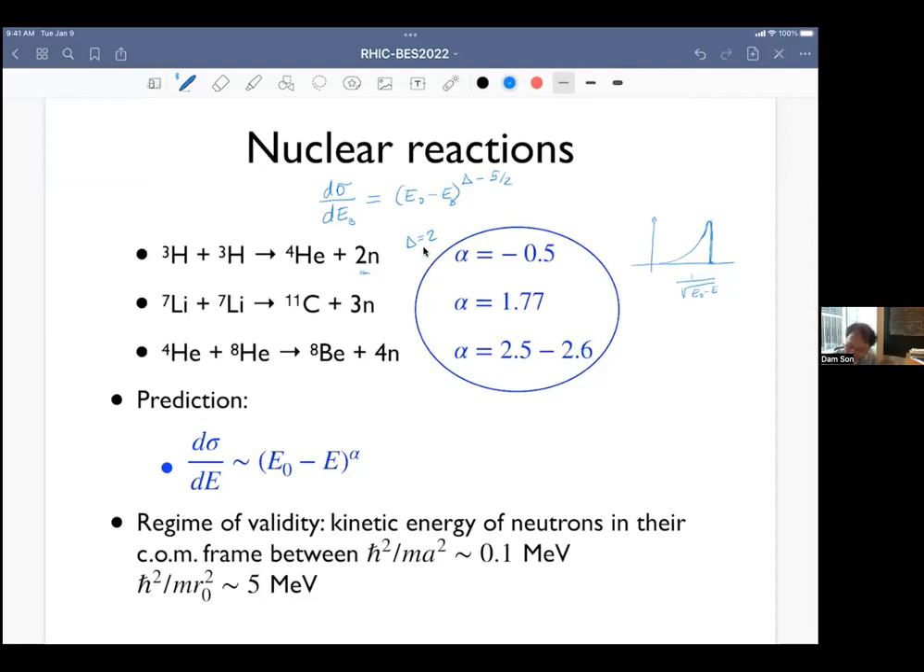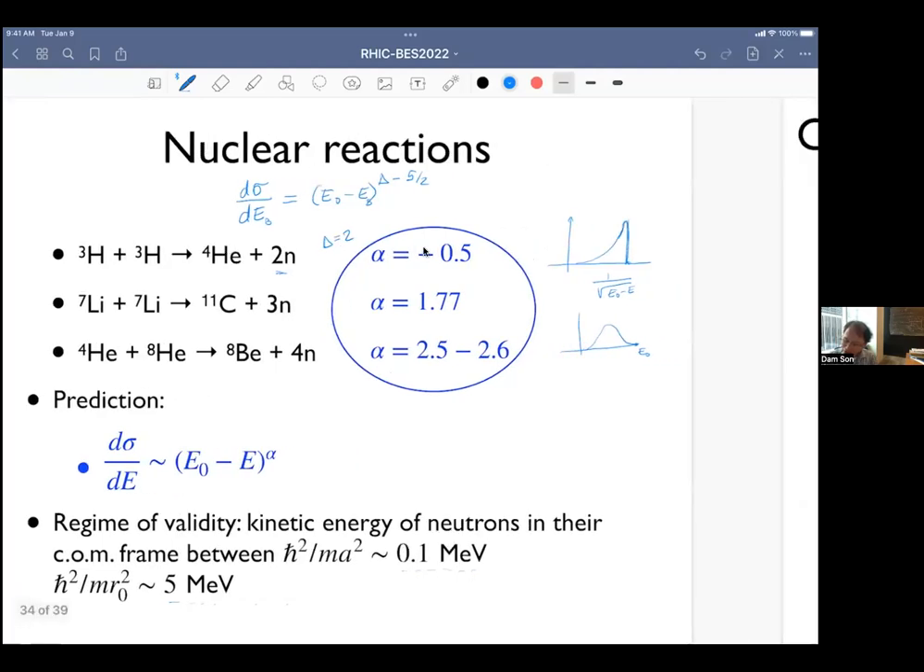But for 3 or 4 particles, now we can make predictions that are new. The behavior of a reaction with emission of 3 particles would be a power law near the endpoint with power 1.77, and for 4 particles, the power 2.4. The regime of validity is when the relative energy between these neutrons is about 0.1 to 5 MeV.